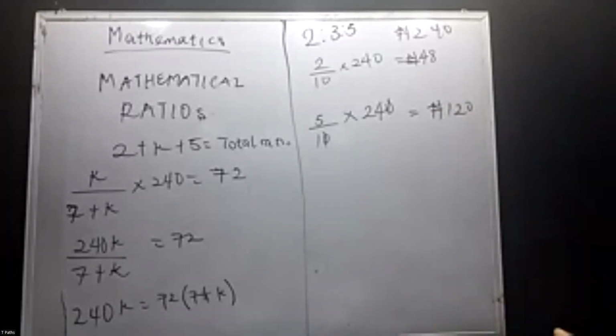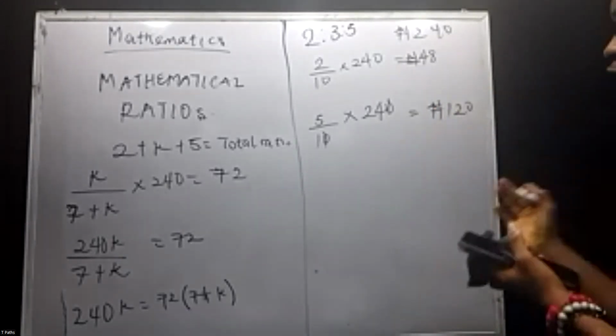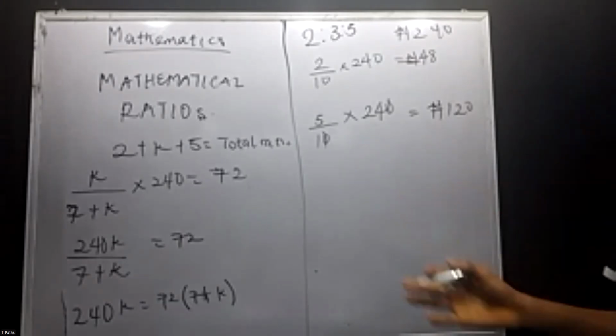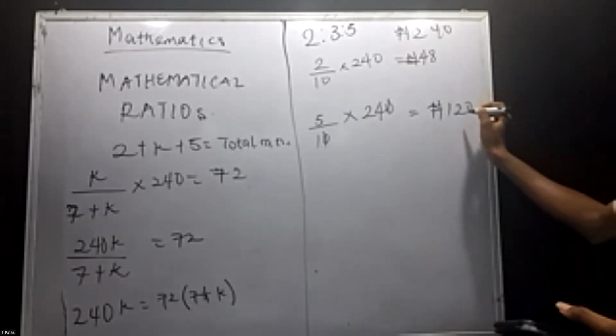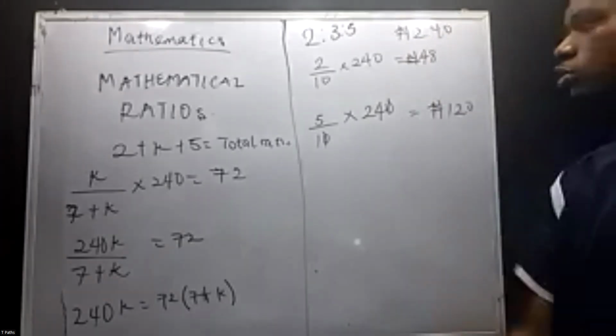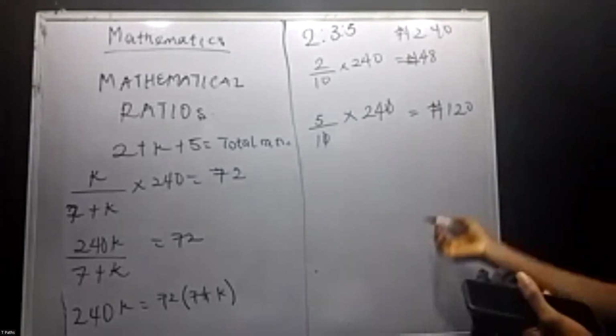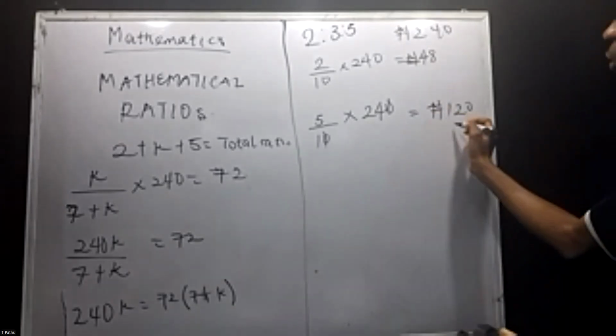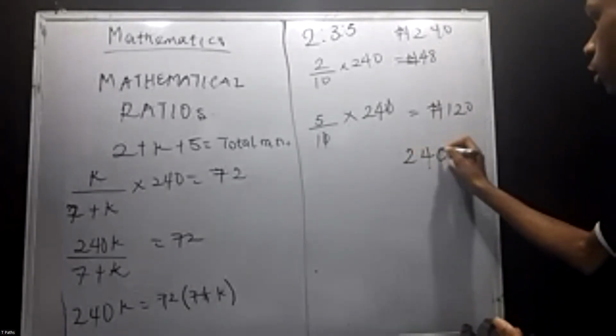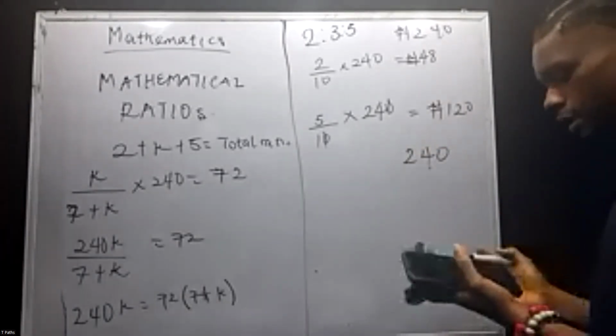So now if we sum all of this together, are we going to get 240? If we get 240, it means we are correct. Obviously, you have to get the amount shared, because this is the amount we are sharing in the ratio. So if we do 120 plus 48 plus 72, are we going to get 240? Yes. 72 plus 48, that's 120. 120 plus 120, 240. And that's how ratio works. All right, so let's take another example.